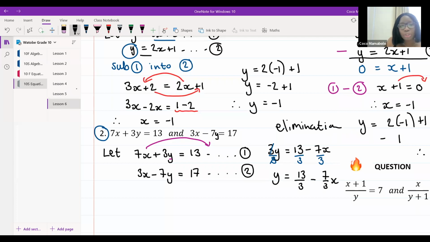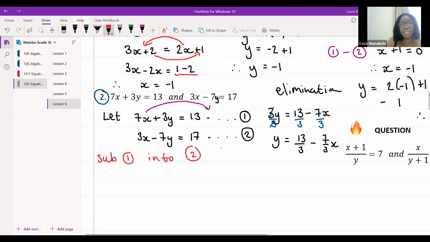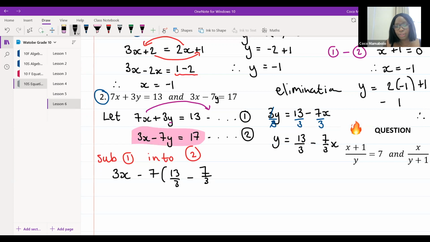And now if I want to substitute, I have to substitute equation 1 into equation 2. Tell me if this is easier. Now, everywhere I see y in my second equation, I'm going to replace it with that. So my second equation is going to look like this: 3x minus 7 times (13 over 3 minus 7 over 3x) is equal to 17. Solve for x. Do you guys see how much more complicated substituting is?